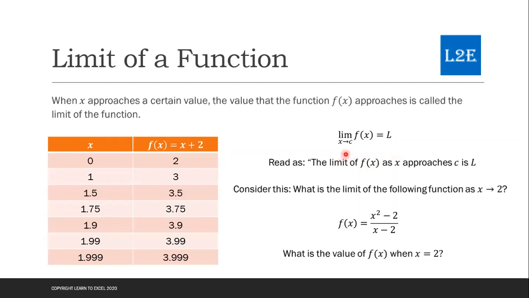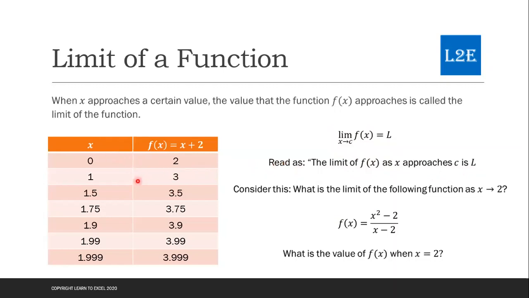You would write this as lim, and underneath you would say as x approaches c, which is a certain value. So the limit as x approaches c of the function f of x is equal to L. Okay, so you would read this as the limit of f of x as x approaches c is L.